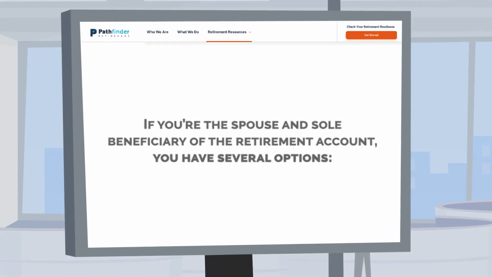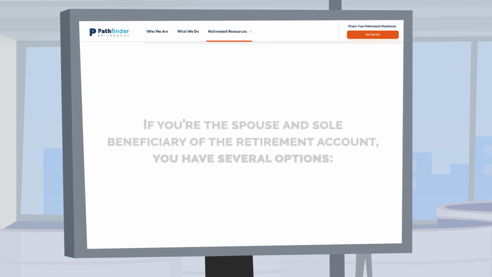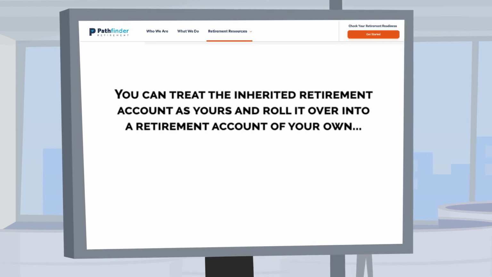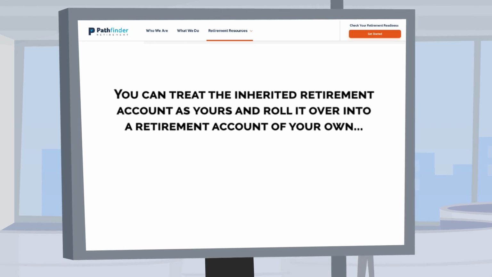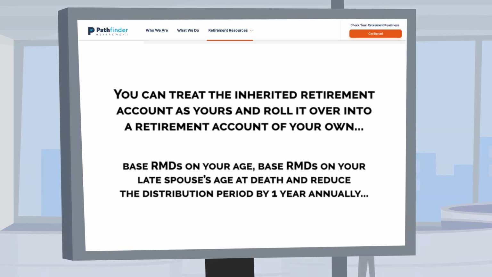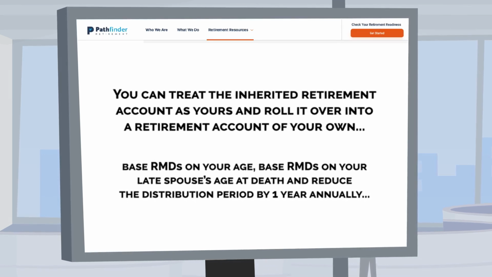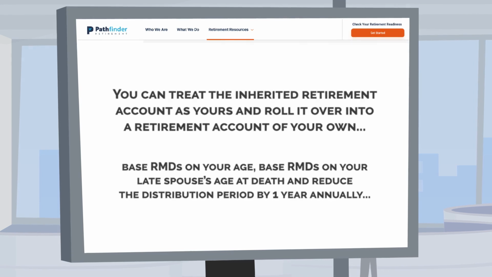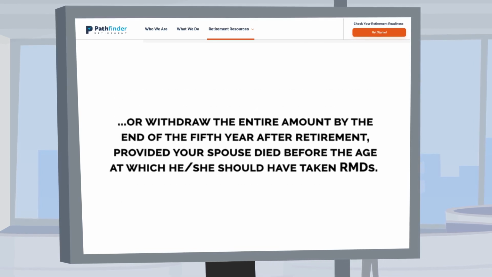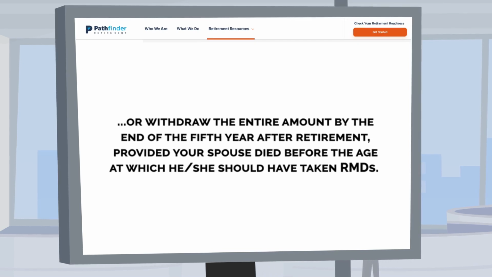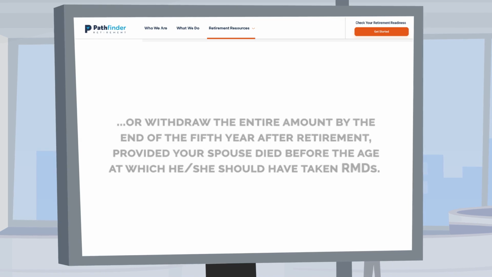If you're the spouse and sole beneficiary of the retirement account, you have several options. You can treat the inherited retirement account as yours and roll it over into a retirement account of your own, base RMDs on your age, base RMDs on your late spouse's age at death and reduce the distribution period by 1 year annually, or withdraw the entire amount by the end of the 5th year after death, provided your spouse died before the age at which he/she should have taken RMDs.